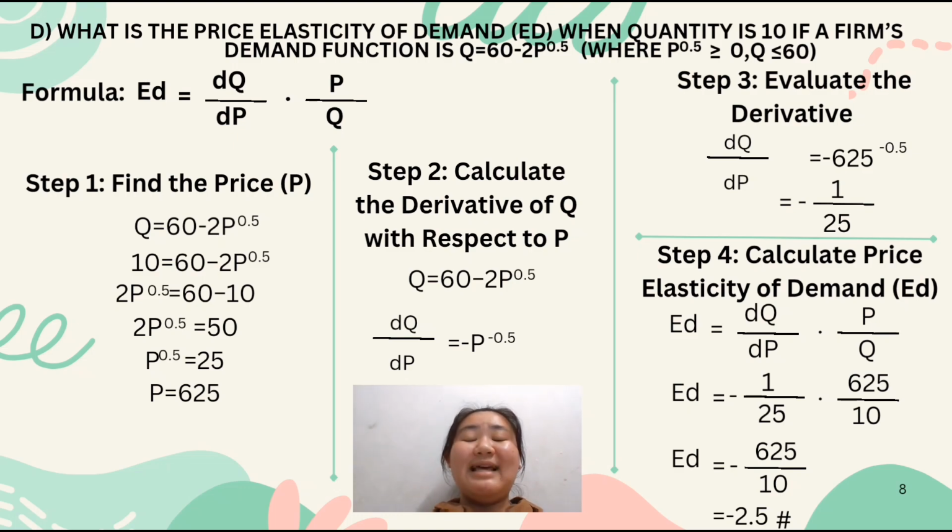Conclusion: the price elasticity of demand when the quantity is 10 for the demand function Q equal to 60 minus 2p to the power of 0.5 is negative 2.5. It indicates that the demand is elastic at this point. This means that a 1% increase in price will lead to a 2.5% decrease in quantity demanded.